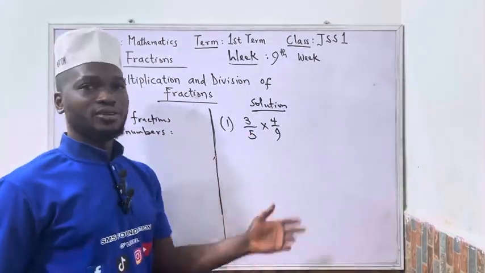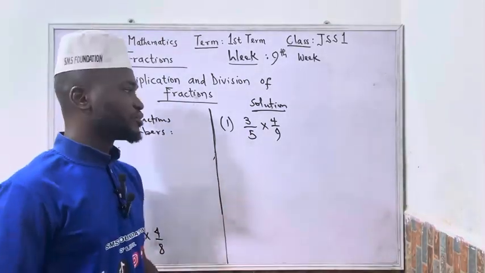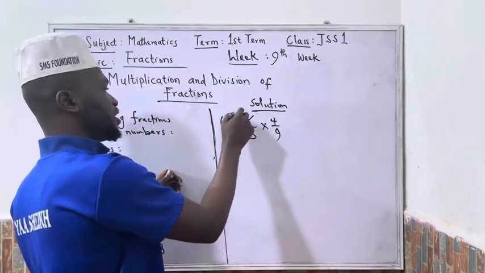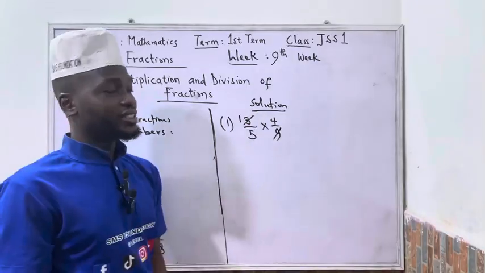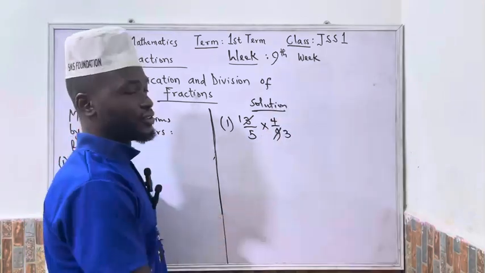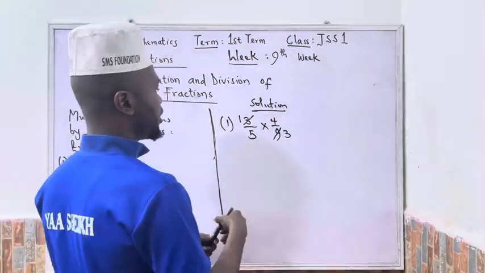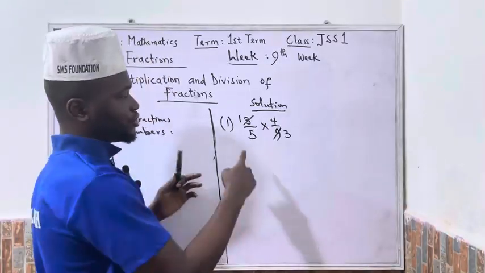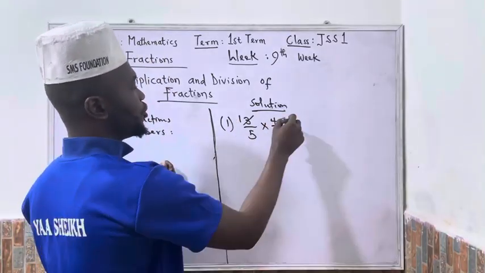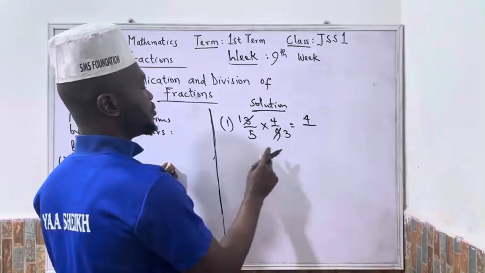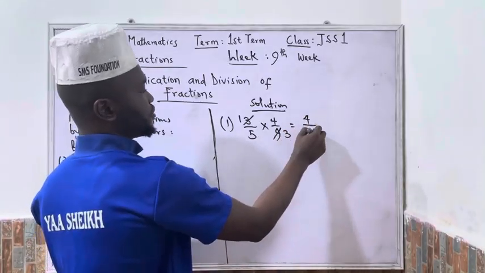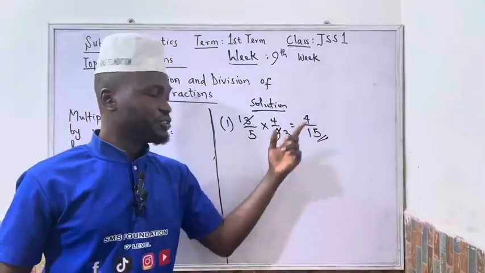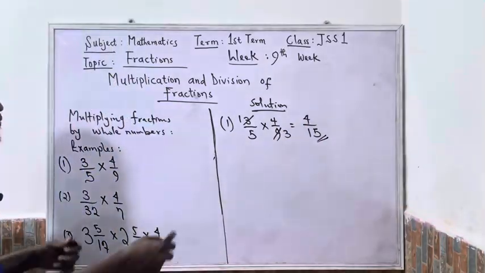Or you simply look around and see things that you can cancel out. Of course, 3 can go in this, 3 can go in this. So 3 here, 1, 3 in 9, that will just give me 3. Alright? So from here, I still look around if there is any other thing that can cancel out. Nothing more. So I can have 1 times 4, that will give me 4, divided by 5 times 3, that is 15. So the answer is 4 over 15. So this cannot be reduced. I will just leave my answer like that.